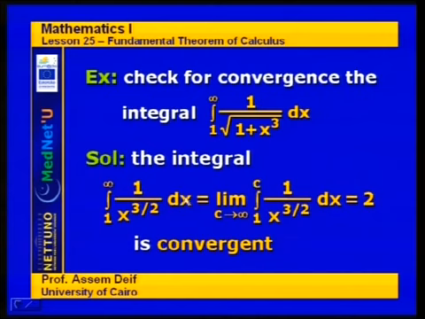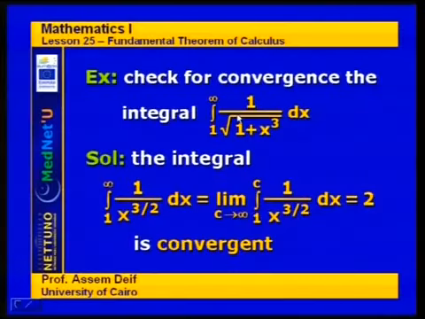And this one converges. Why? Because you take the limit when c tends to infinity over the closed interval from 0 to c. First you calculate this integral, which gives minus 3 over 2 plus 1, which is minus half, so 1 over square root of x, and then you substitute from 1 to c, and then you take the limit when c tends to infinity, so it ends up being 2.